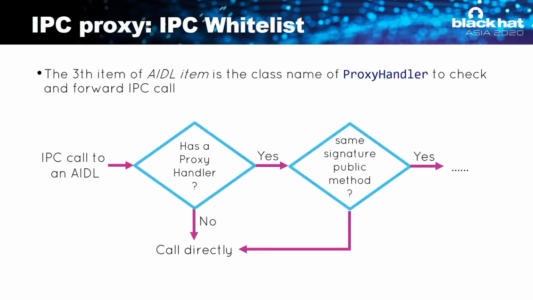Besides that permission type check, the following flow chart shows how the IPC proxy checks an IPC request. The isolated process initiates an IPC request to a system service. Then the supervisor will check if the corresponding AIDL has a proxy handler. If it has, the supervisor will check the method permission type, and if the proxy handler has a public method with the same signature, the IPC request will be forwarded to it for security check. Otherwise, requests will be sent to the system service directly by the supervisor.